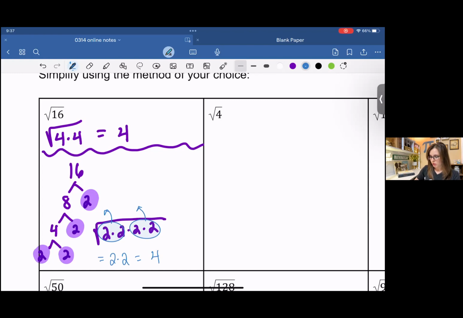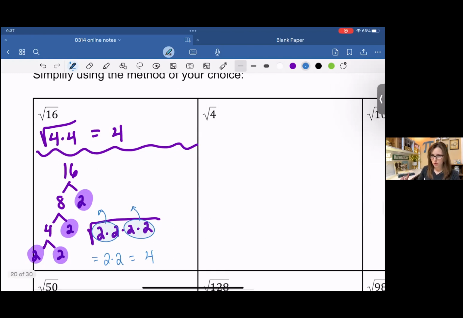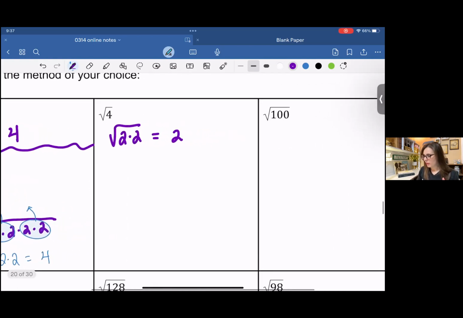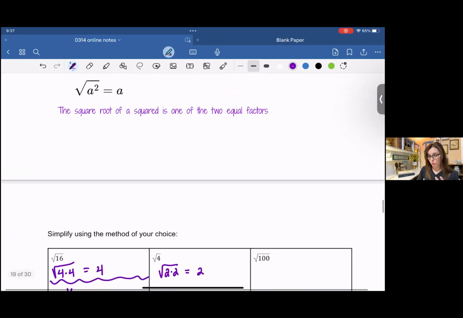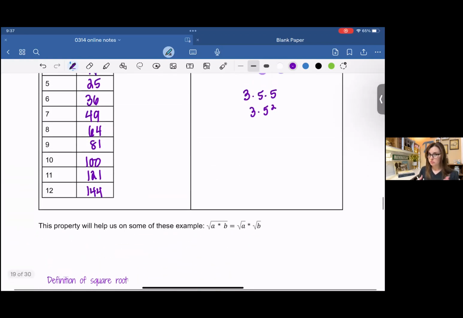So square root of 4, again, if we look up at our table, 4 is a perfect square. It is 2 times 2, and one of the two equal factors is just 2. So square root of 4 is 2. And then same thing with prime factorization, 4 breaks up into 2 times 2. One of the two equal factors is 2. It's perfect squares, and okay. Now try square root of 100. If you're not sure, you can check your table, see if 100 is a perfect square, and it is.